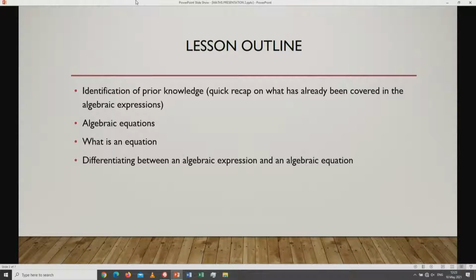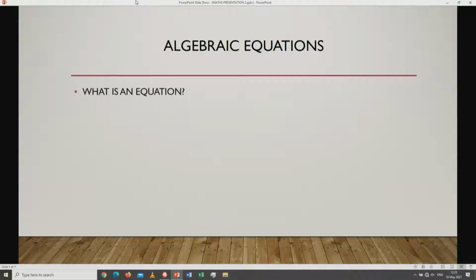We are going to differentiate between an algebraic expression and an algebraic equation. Then we are going to write number sentences to describe problem situations. So you will see when we get there what we mean by that and how it's going to be done. So basically, that is all that we're going to cover today, guys, regarding algebraic equations. Let us delve into it then. It's going to be nice, guys. Right. Algebraic equations.